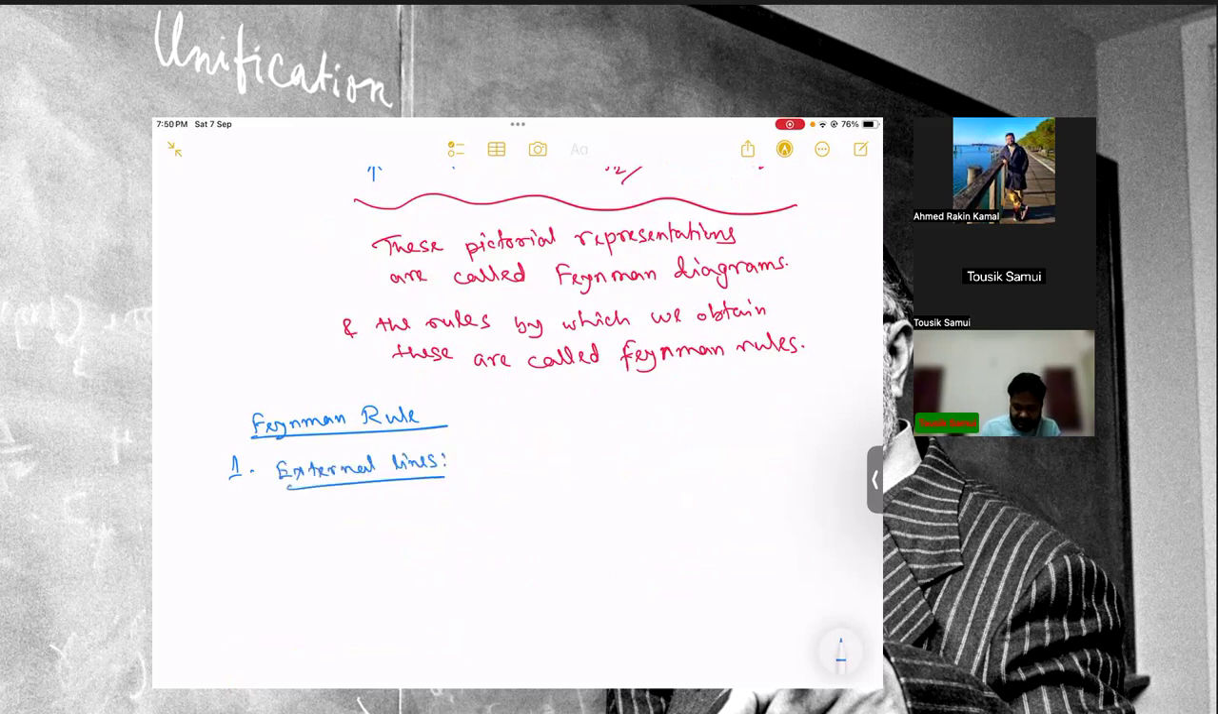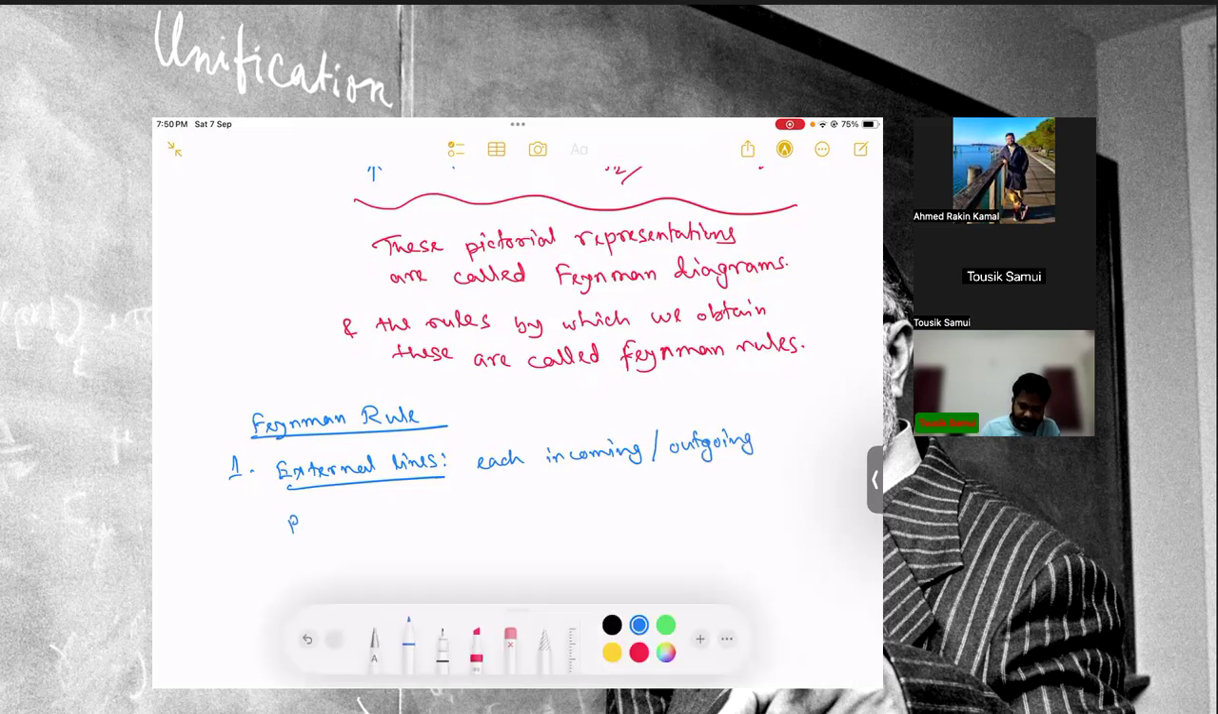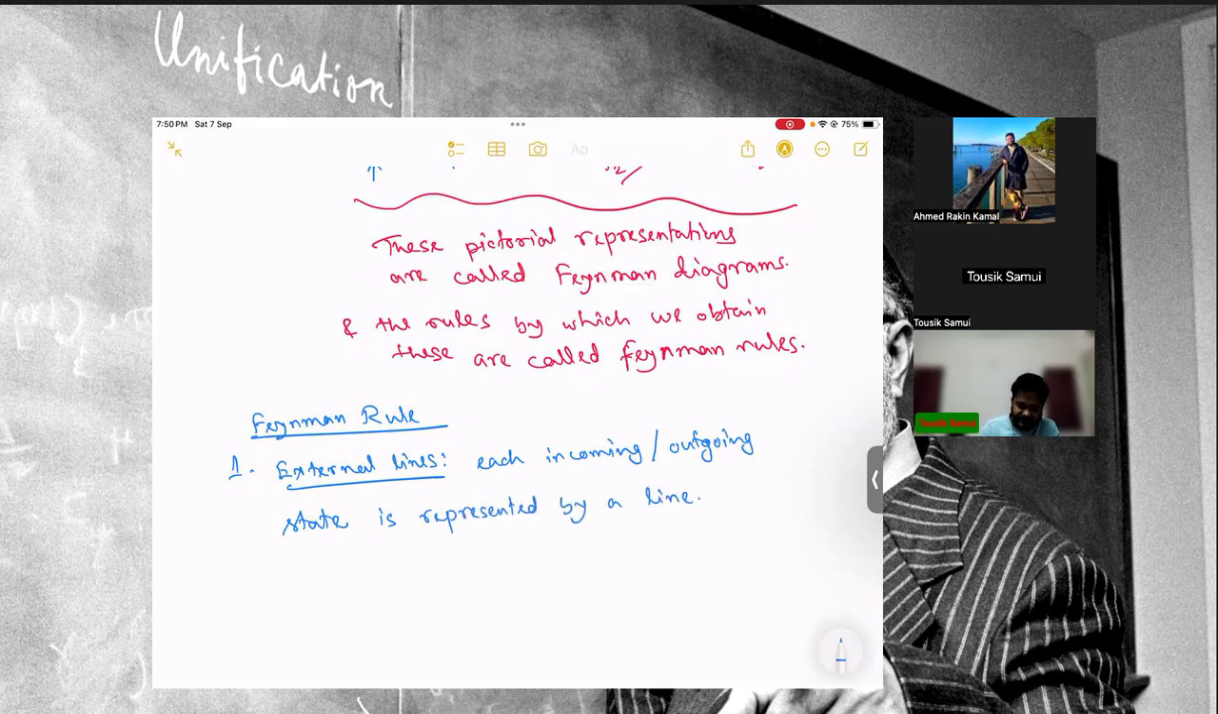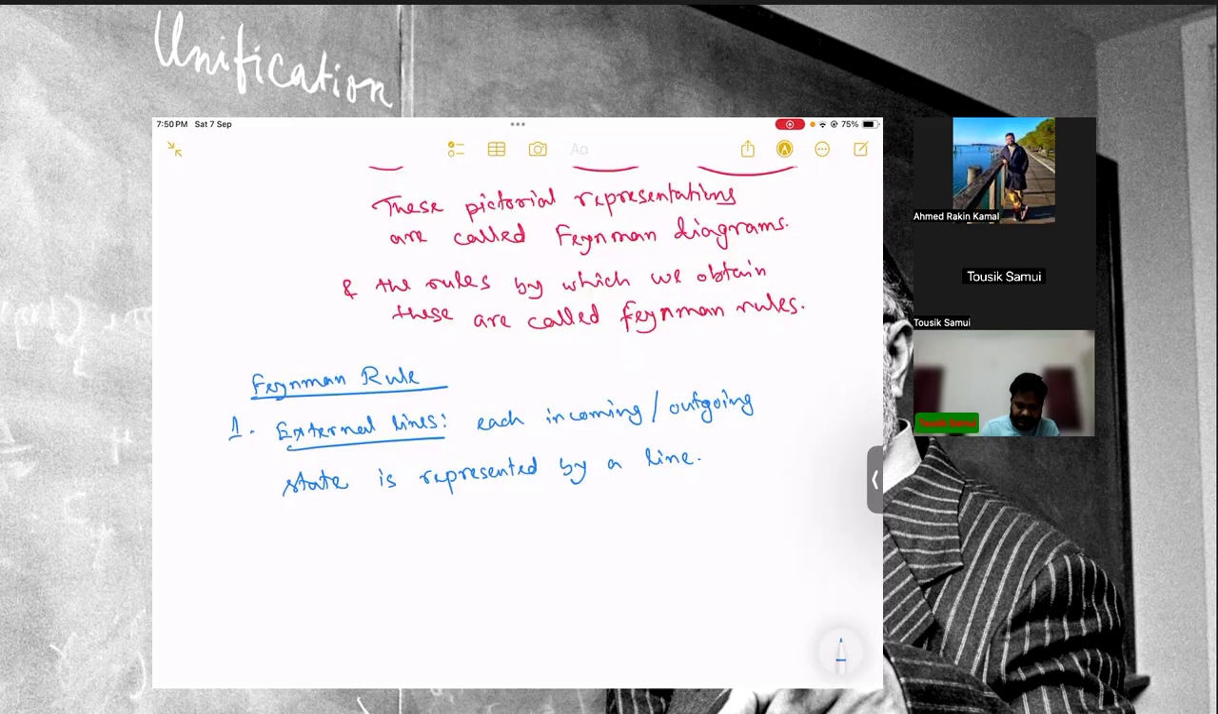So each incoming or outgoing state is represented by a line, and we will use different lines for psi and phi.